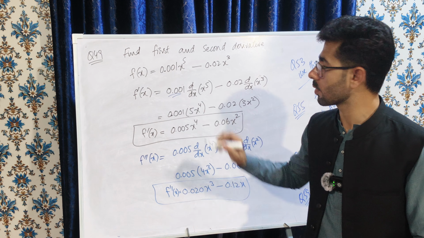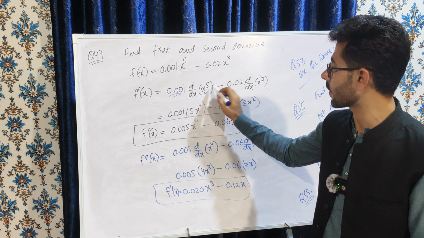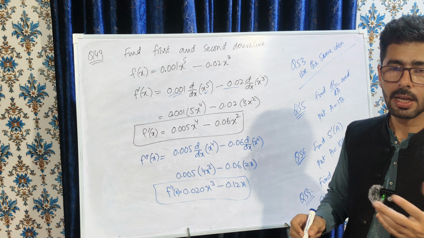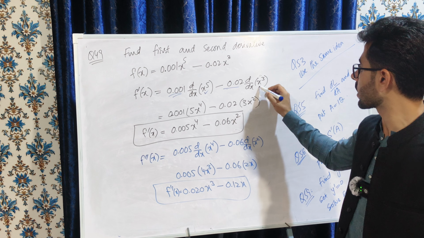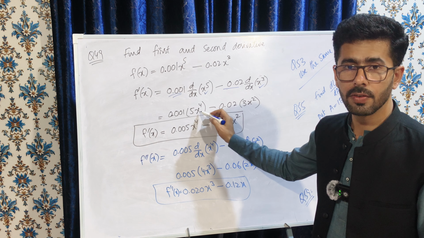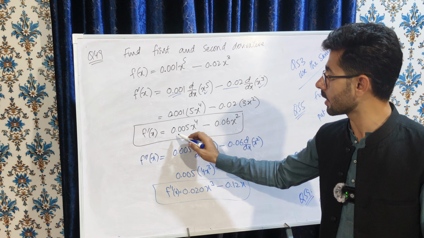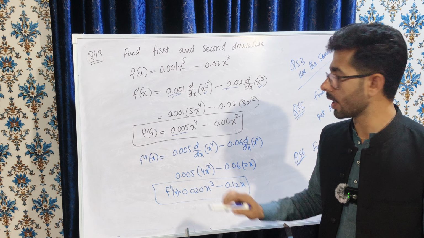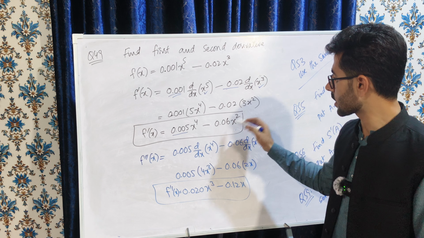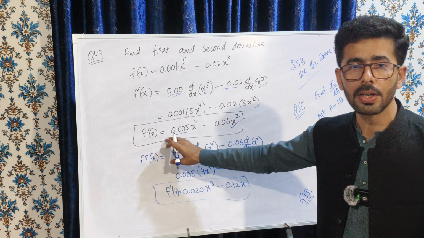We keep 0.001 a constant multiple out. We take derivative of x power 5. We keep negative 0.02 as a constant multiple out and take the derivative of x power 3. Now the derivative of x power 5 is 5x power 4. We multiply this 5 with the constant that we have outside. We get 0.005 x power 4 minus, this 3 gets multiplied with the constant and we get 0.06 x power 2. That's the first derivative.